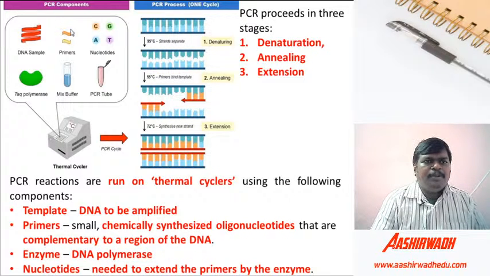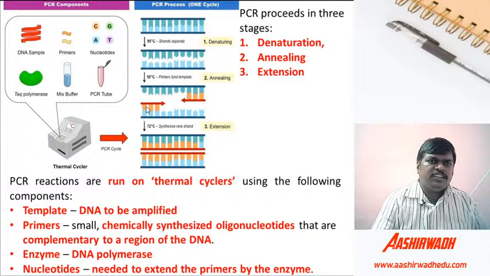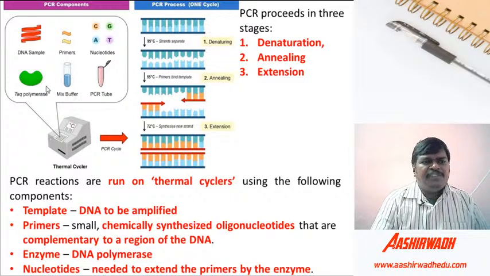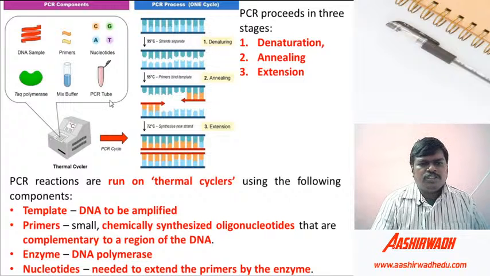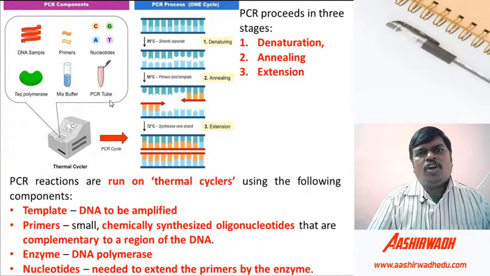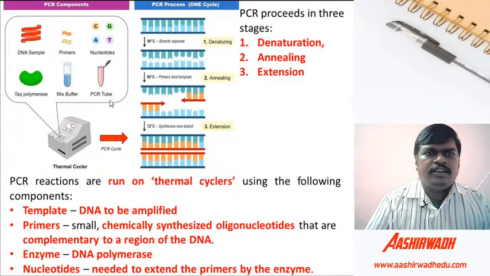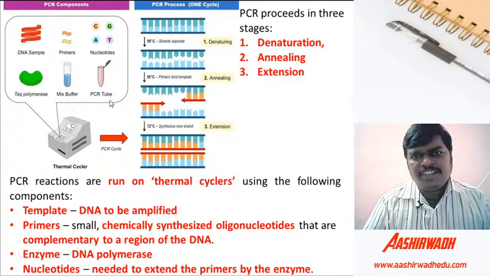The DNA sample, and they need primer. Along with that, they also need nucleotides, the 4 nucleotides: adenine, guanine, cytosine, and thymine. And also buffer is used, and a PCR tube is also required. These are all the important components included in the polymerase chain reaction.